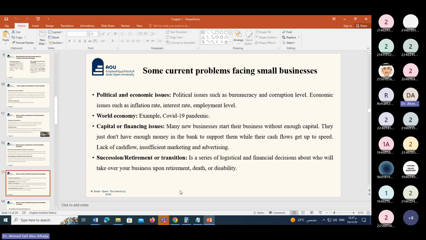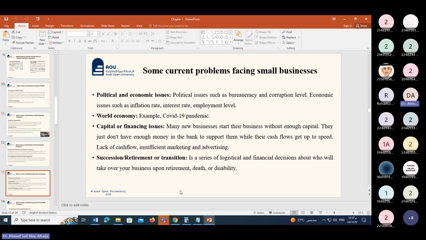There are always problems. So these are some current problems that small business owners may face. First, political and economic issues, especially in countries where there is corruption, bureaucracy, high interest rates, and maybe increasingly high inflation. So that's a problem for sure, especially when we talk about bureaucracy and corruption.